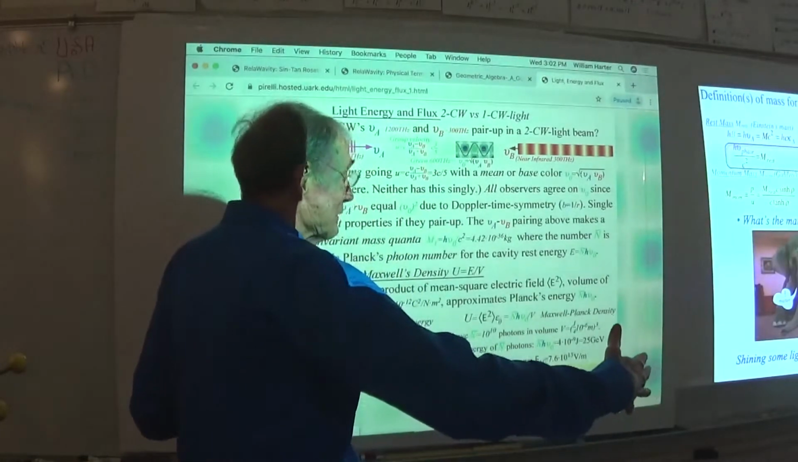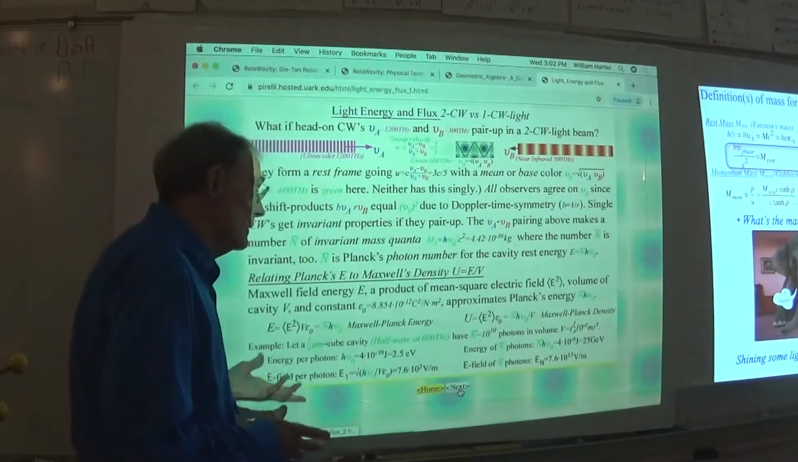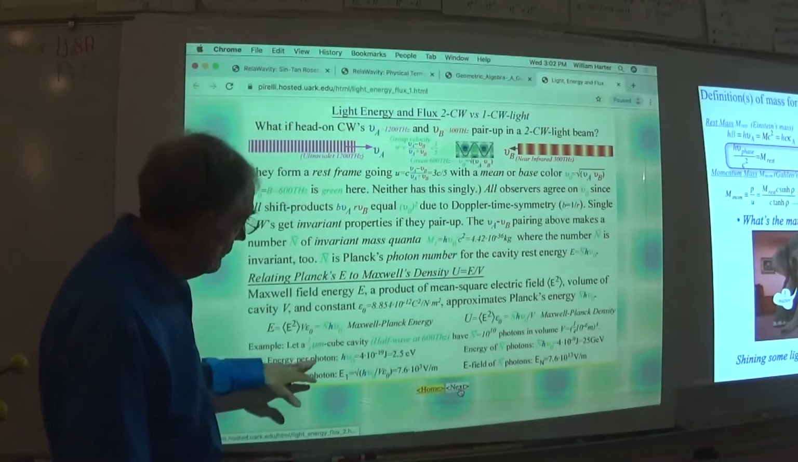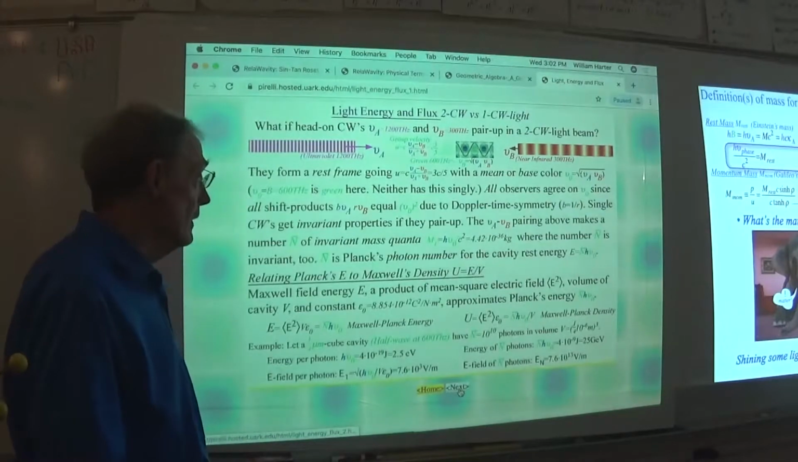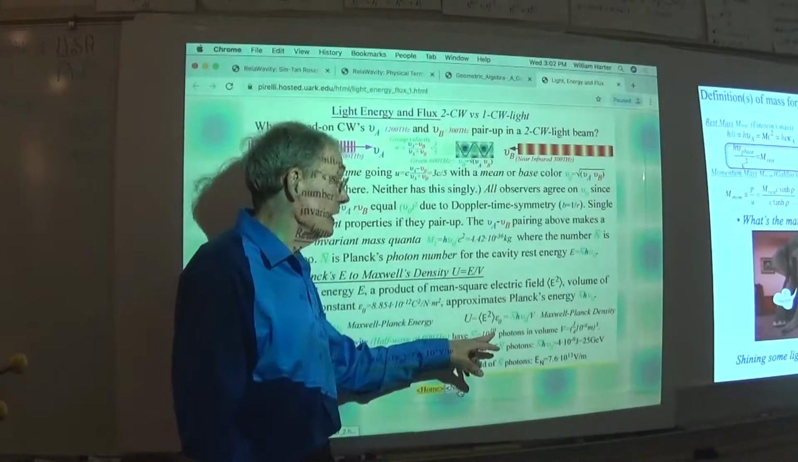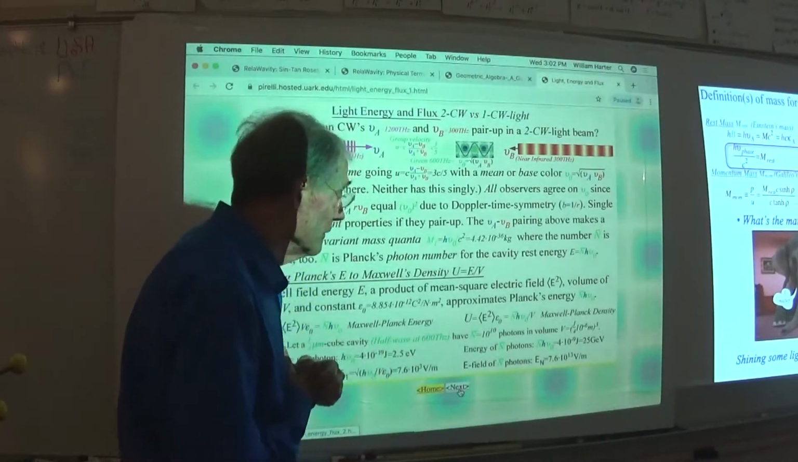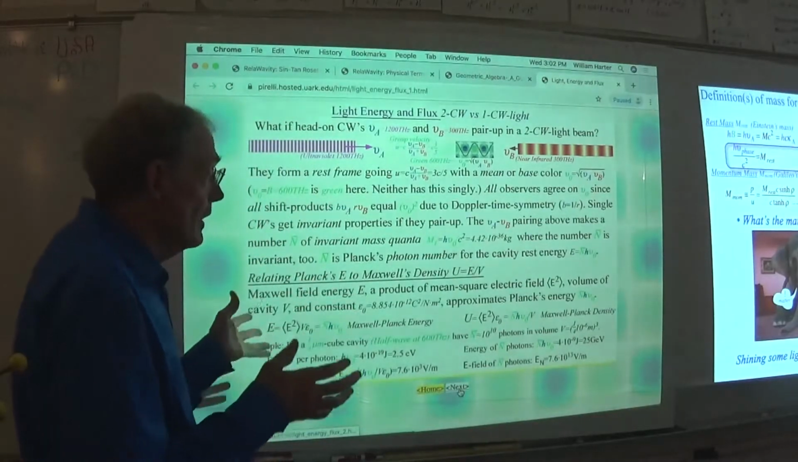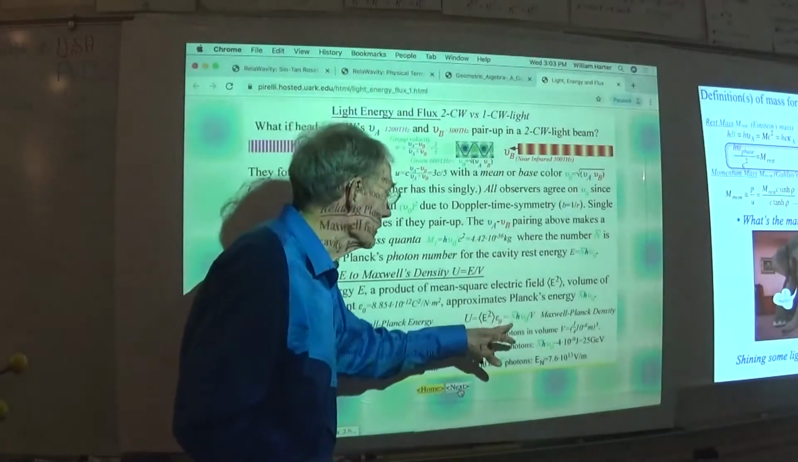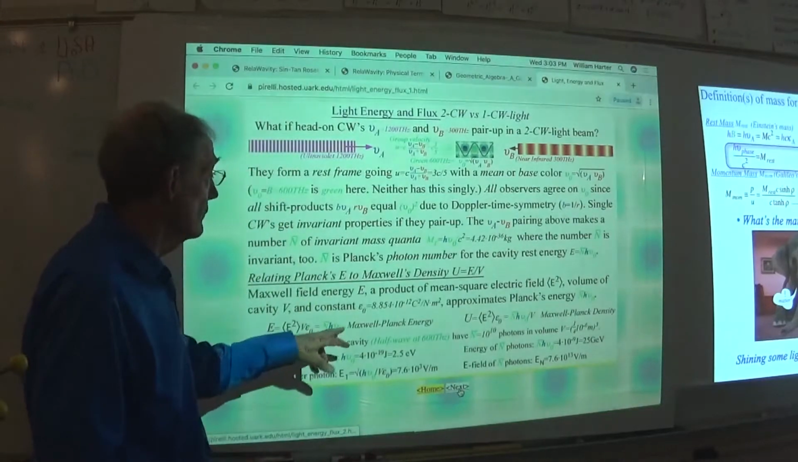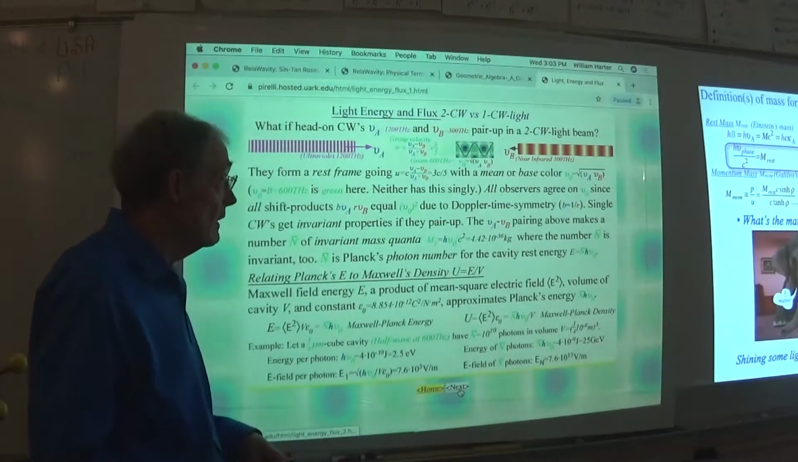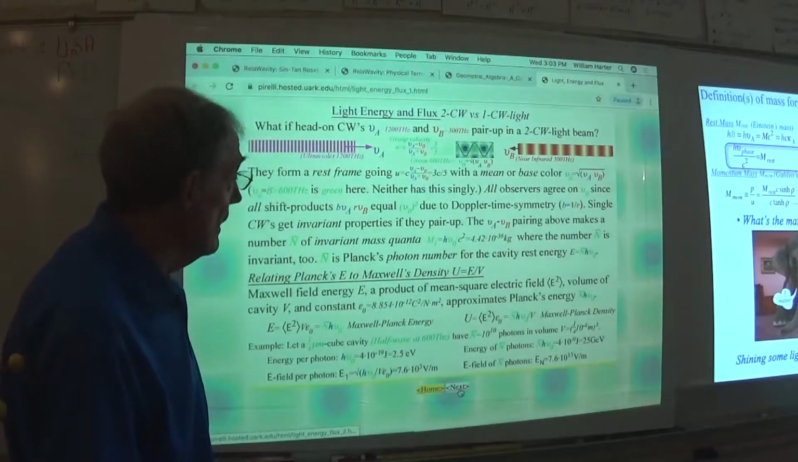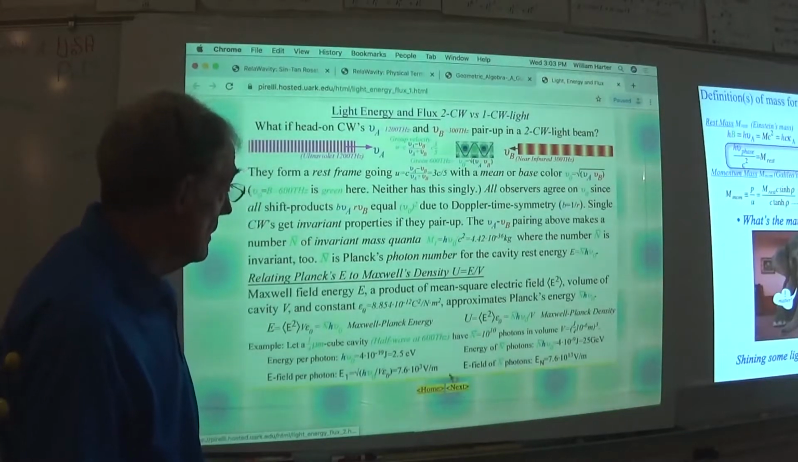Well, a meter is a lot, but that's the kind of thing you have if you have 10 to the 10th photons, as you do in a good healthy laser. So these are just numbers to get used to. This is the Maxwell-Planck density right there. This is the Maxwell-Planck energy right there. Those are all things that I point out to you.